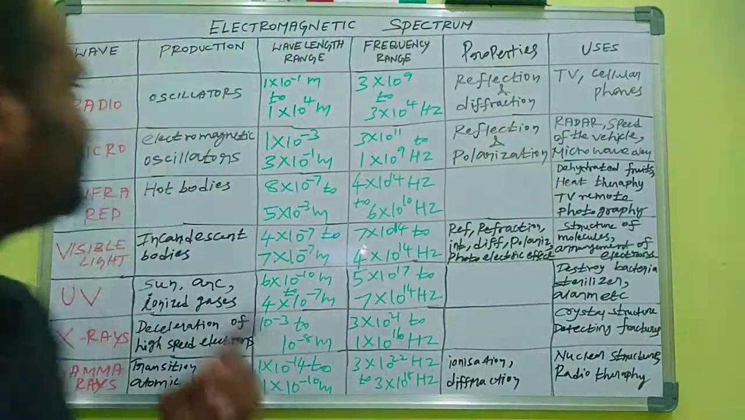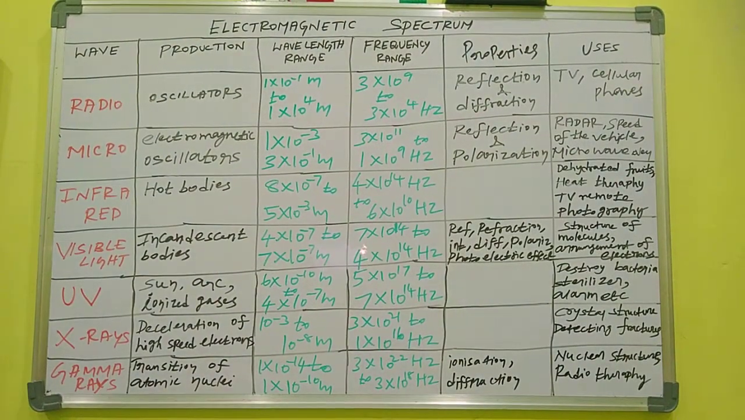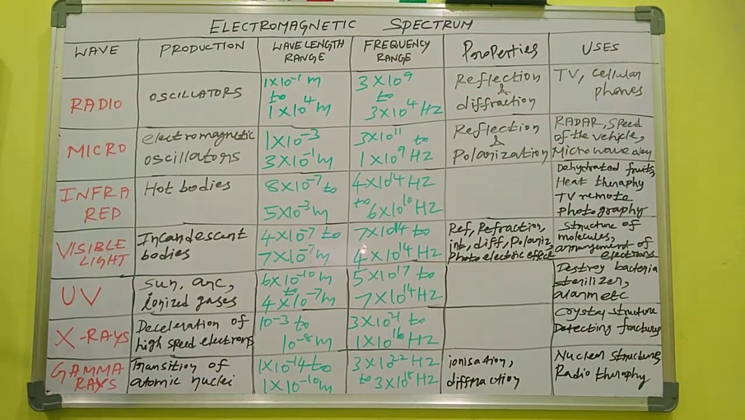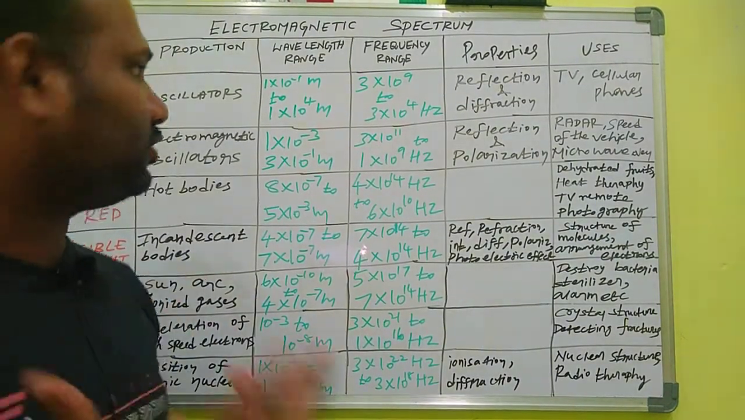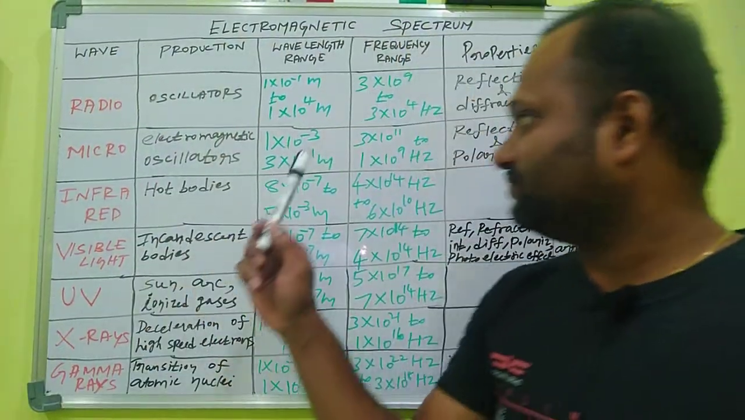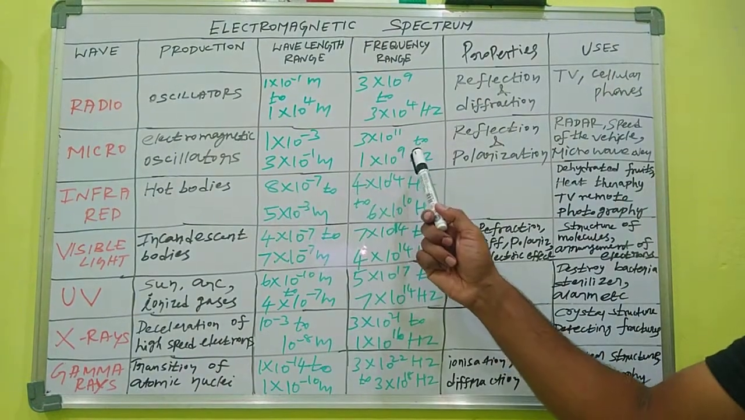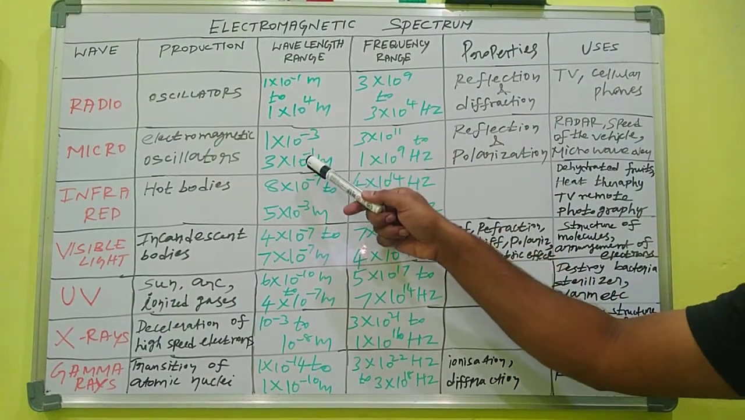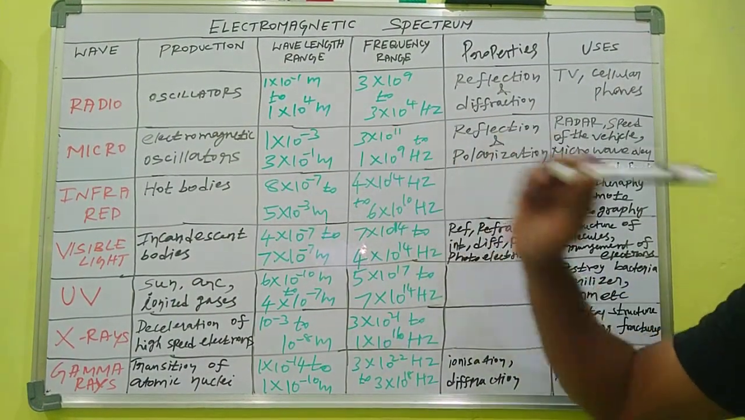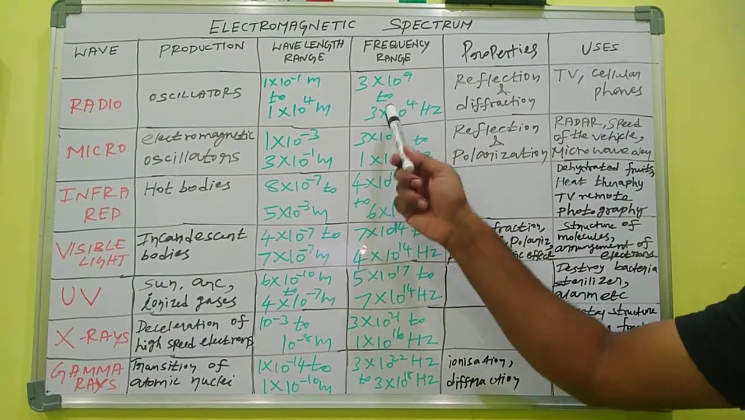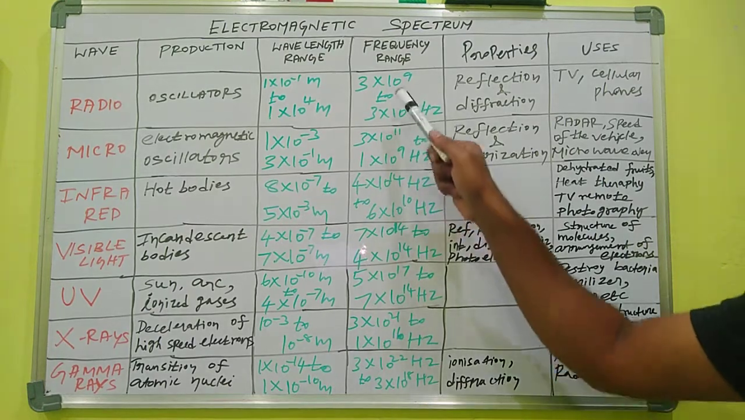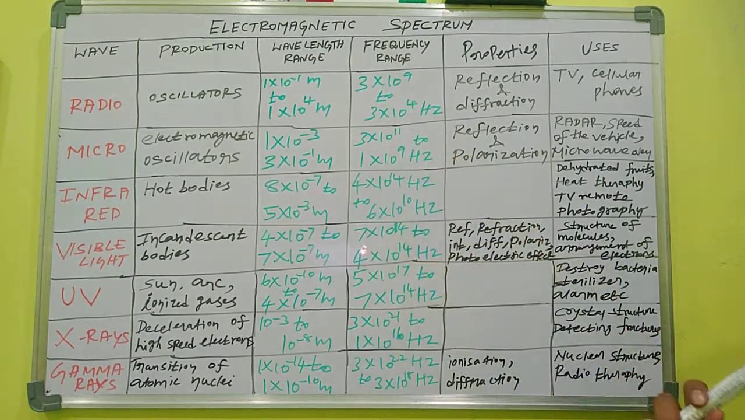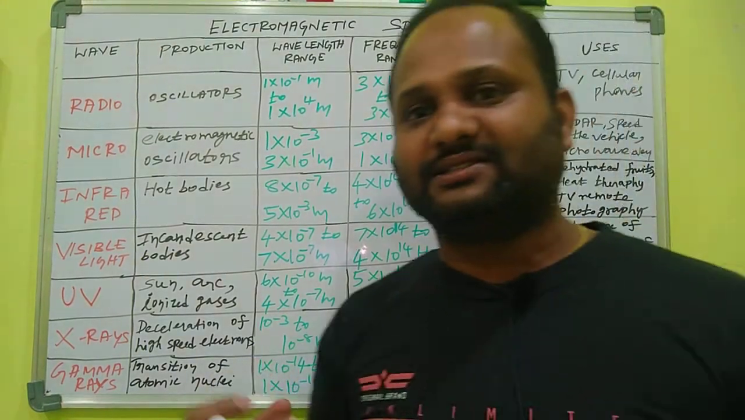The second one is microwaves. We know very well about microwaves. These microwaves are produced by electromagnetic oscillators. Its wavelength range is just less than the radio waves and the frequency is in increasing order. Look here, 3 x 10^9, here 3 x 10^11. So the frequency is in increasing order. What properties does it have? Reflection and polarization.